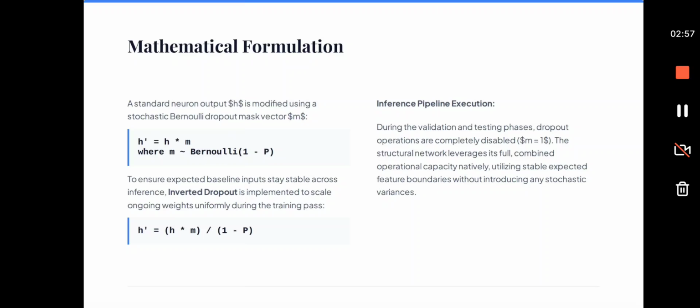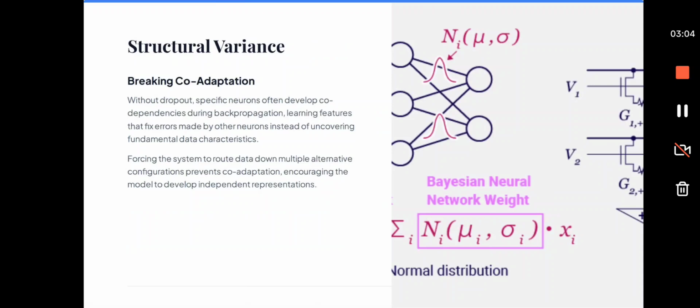Now, next, let us understand how dropout breaks co-adaptation in neural networks. Without dropout, some neurons become highly dependent on other neurons. This is called co-adaptation. Instead of learning useful features independently, neurons may simply correct the mistakes of other neurons. Dropout prevents this problem by forcing the network to learn through multiple alternative paths. As a result, the model develops stronger and more independent feature representations.